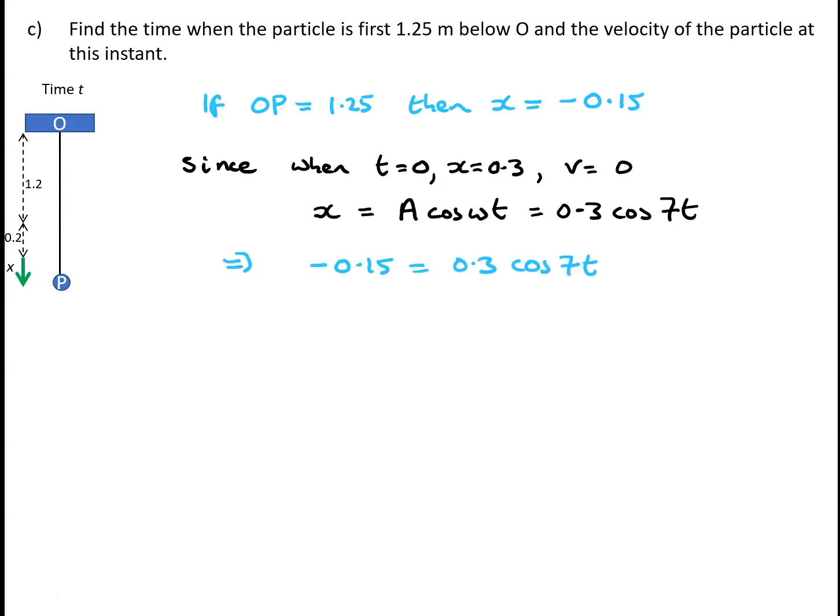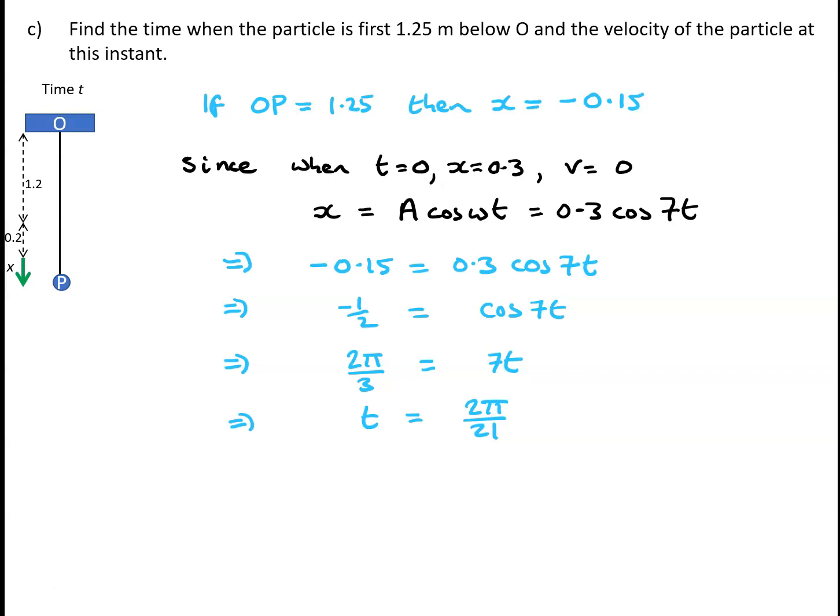So what I want is minus 0.15 to equal 0.3 cos 7t. In other words, I need minus a half equals cos 7t. The first positive angle which has a cosine of minus 1/2 is 2 pi by 3. So 2 pi by 3 must be equal to 7t, so t must be 2 pi divided by 21.